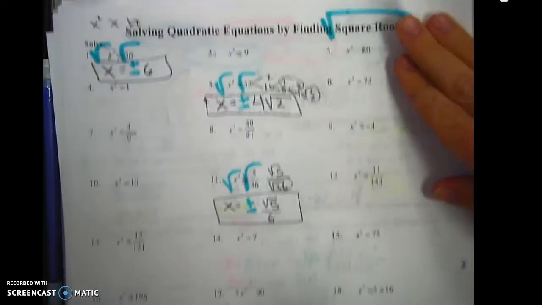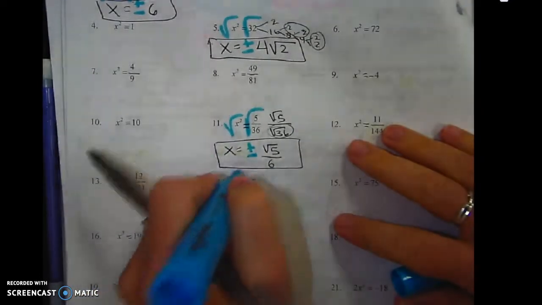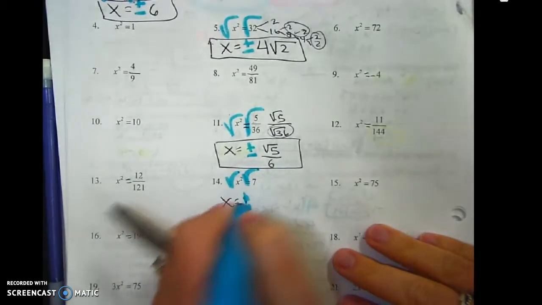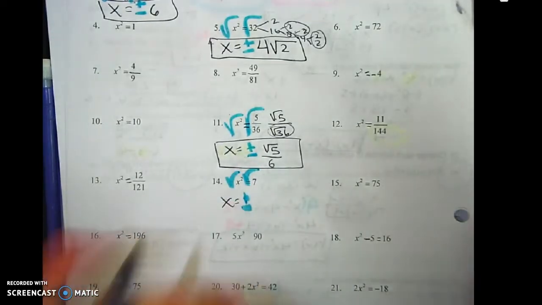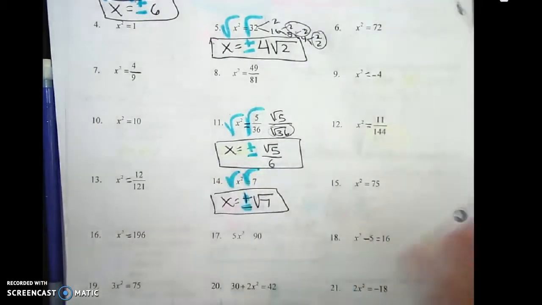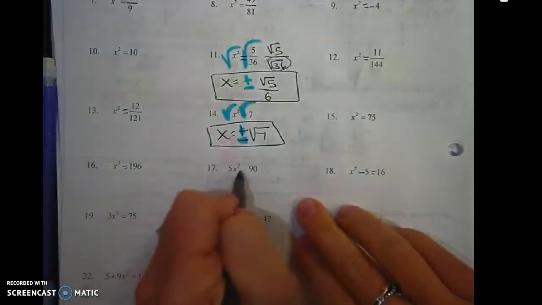Okay. Let's look at number 14. Square root. X equals plus or minus. Well, when I tree 7, it's prime, so I just leave it as rad 7. If I can't do anything with it, then don't do anything with it. All right. Let's look at number 17.